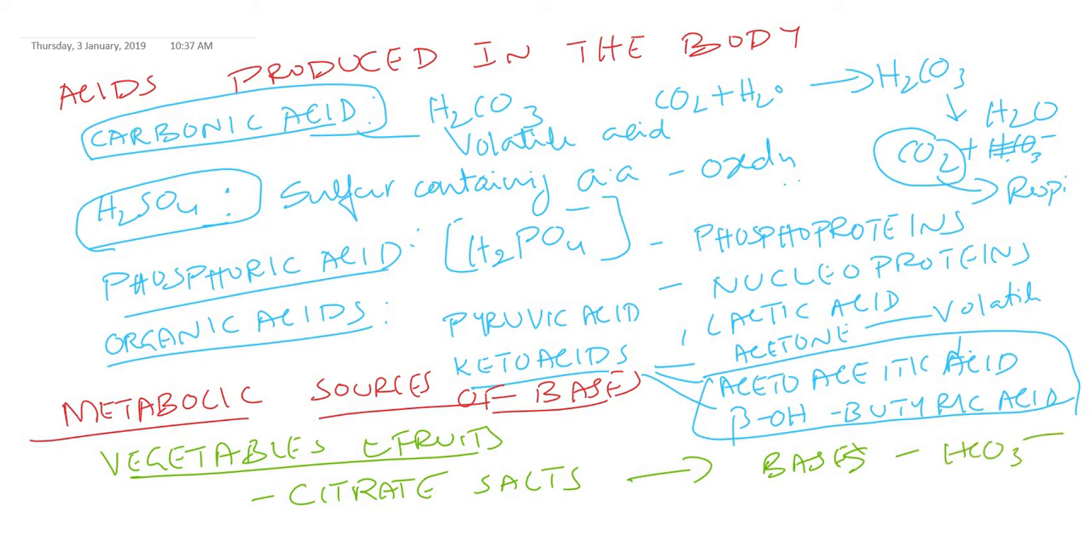Even deamination of amino acids will produce ammonia, which is also a base. These are the common sources of acids and bases in our body. While doing so, there will be maintenance of normal pH, which I am going to explain in the next video. What is pH, and so on; in a series of videos we will study acid base balance.